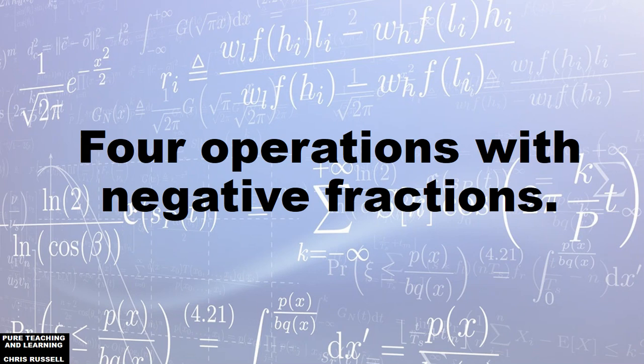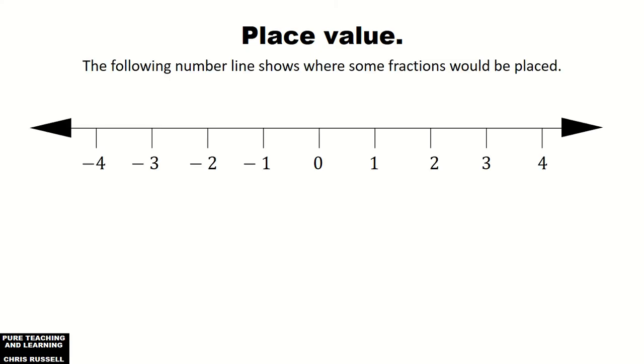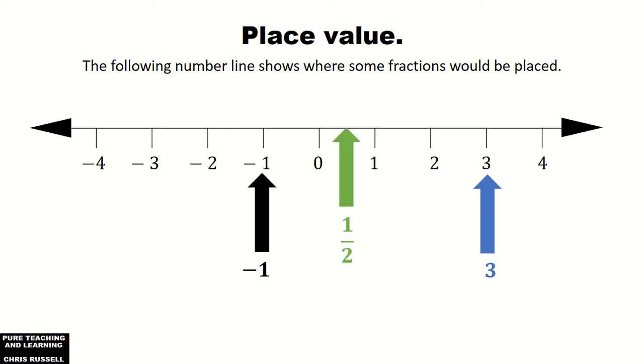Operations with negative fractions. Place value. The following number line shows where some fractions would be placed. In this case we've got 3. Now 3 can be rewritten as 3 over 1. Here we've got negative 1. Negative 1 can be rewritten as negative 1 over 1.